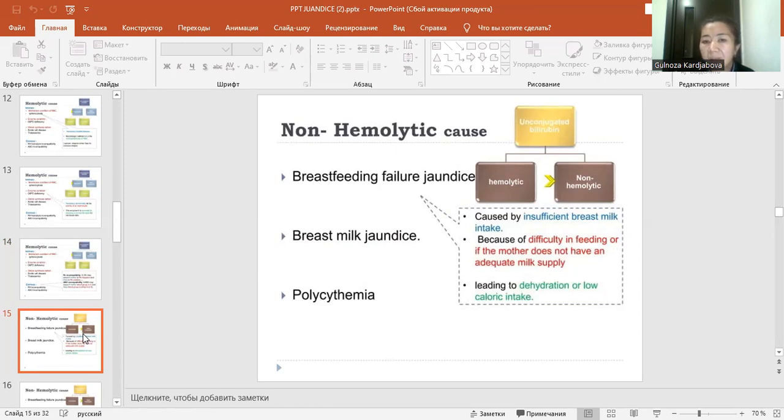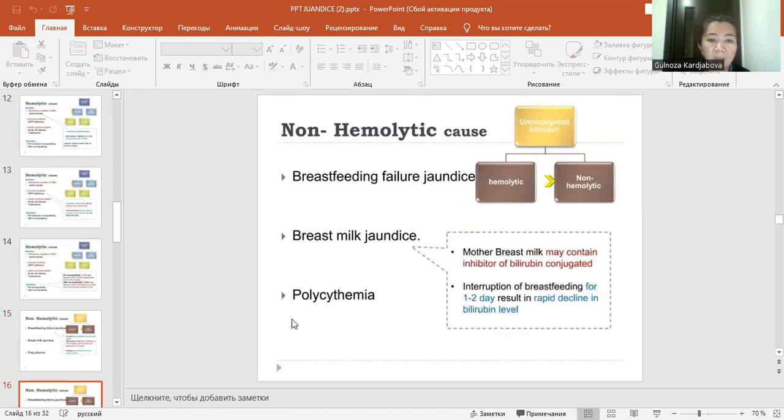Breastfeeding failure is caused by insufficient milk intake because of difficulty in feeding, or if the mother doesn't have an adequate milk supply, or some somatic or severe conditions of the mother after delivery. This leads to dehydration or low caloric intake of the baby. So the baby will get more yellowish day by day, and his condition will get worse. But it's connected with the amount of milk, yes?